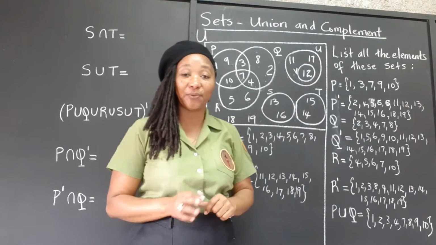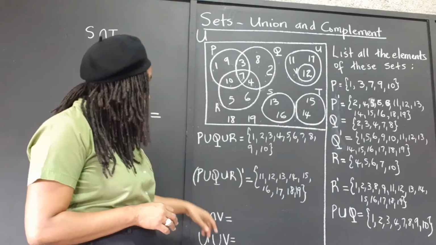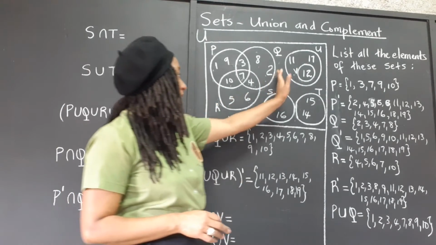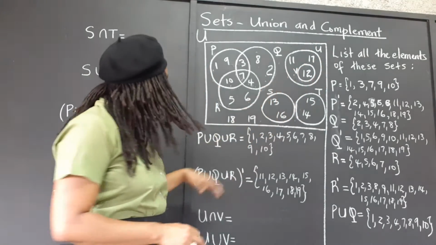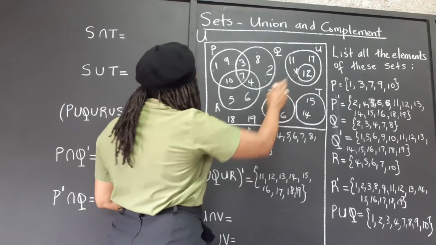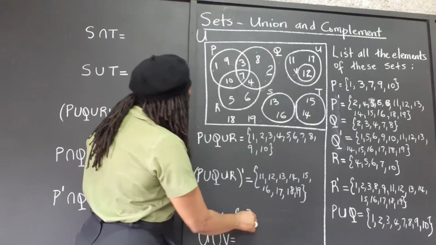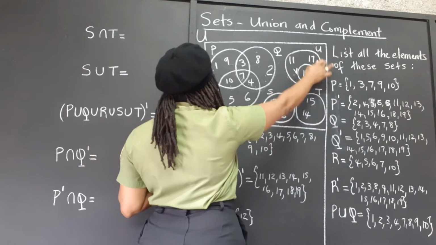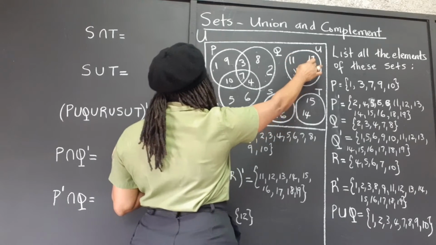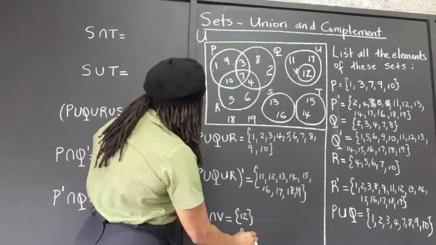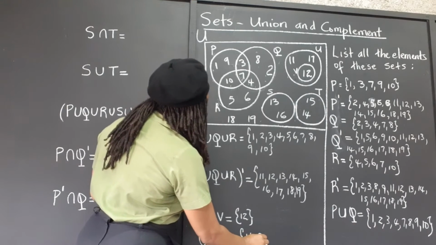So remember when that happens, their intersection is the smaller set and their union is the big set. So their intersection would be set V, which is 12. And their union would be everything, so that's 11, 12, 17. This is a subset. V is a subset of U.